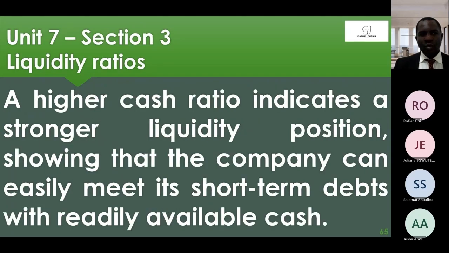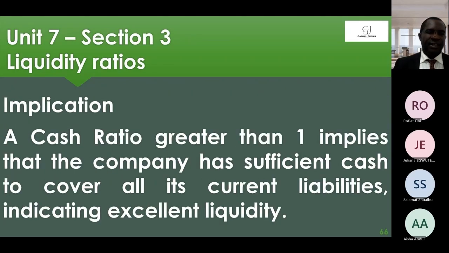Okay, so what's the implication? A cash ratio greater than 1 implies that the company has sufficient physical cash over its current liabilities, and it shows excellent liquidity. In Dan Kabir's case, no, they don't have sufficient cash. They only have 1/3 of their cash to meet their current liabilities for the 3 years. So it's good they are not holding excess cash, but it's also risky.